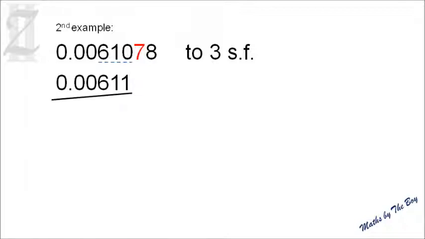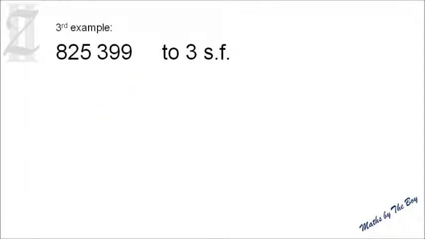Let's try one more example. Write 825,399 to 3 significant figures. You count the requested number of figures starting from the left and the first digit that isn't 0: 1, 2, 3. We write these 3 digits and change all the others to zeros.